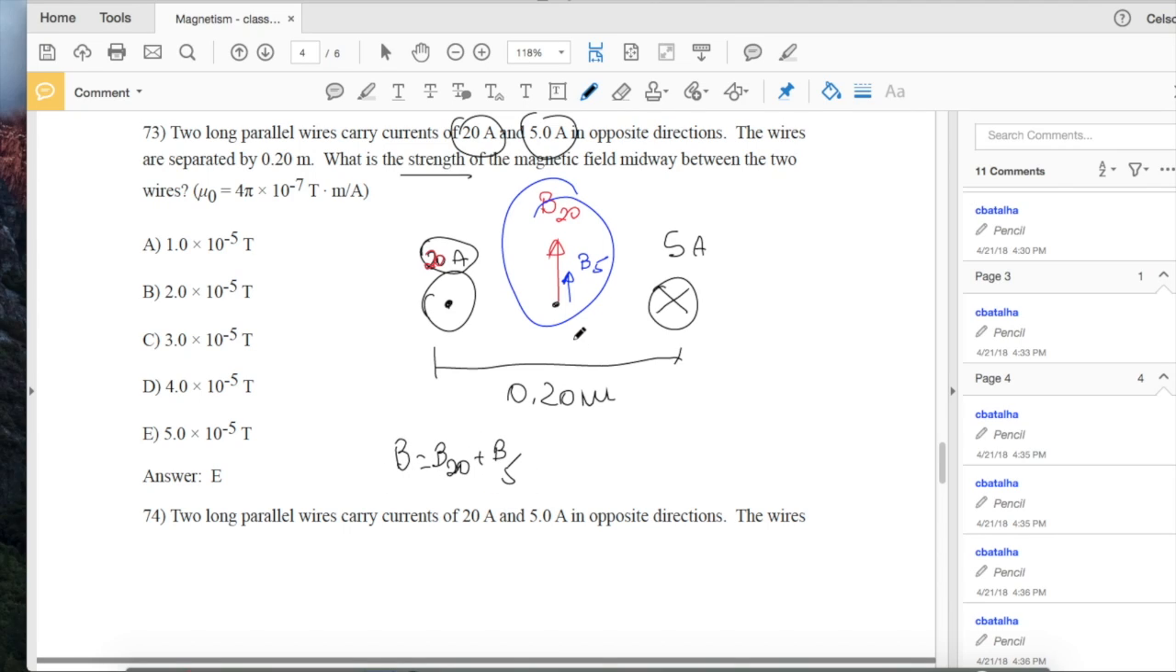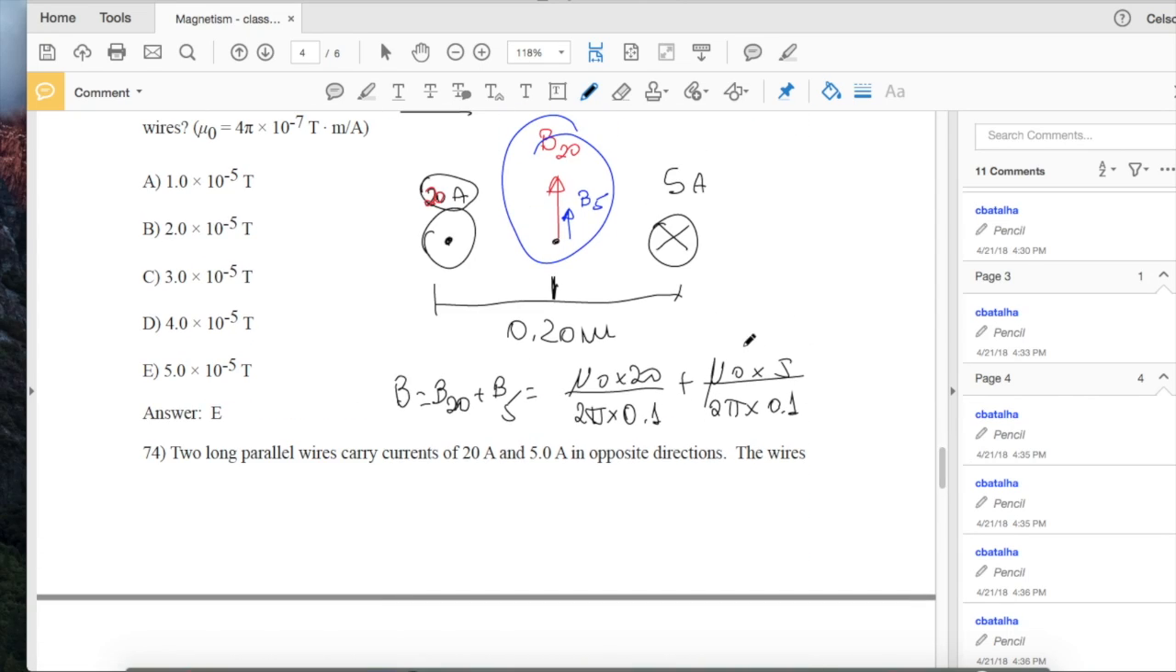So you know the direction is pretty much going up, and then the rest is just to plug in the equations of a magnetic field created by this long current-carrying wire. So mu naught times the current divided by 2 pi times distance. The distance is half, right? Half, 0.1, plus mu naught times 5 divided by 2 pi, and also the same distance, and then you can solve the problem. And mu naught is a constant.